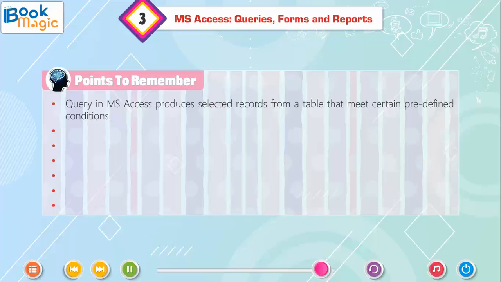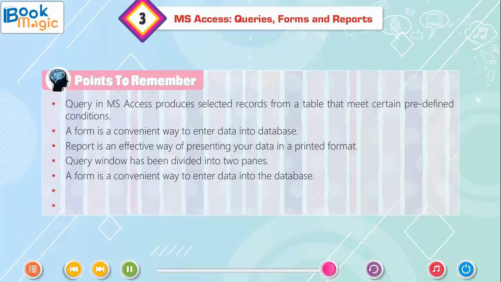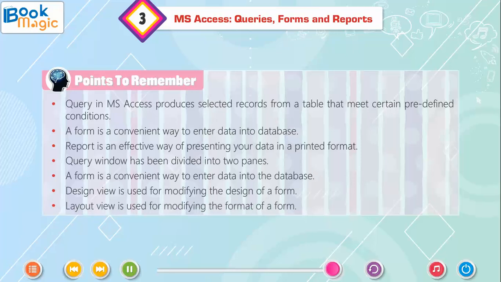Points to remember. Query in MS Access produces selected records from a table that meet certain predefined conditions. A form is a convenient way to enter data into database. Report is an effective way of presenting your data in a printed format. Query window has been divided into 2 panes. Design view is used for modifying the design of a form. Layout view is used for modifying the format of a form.